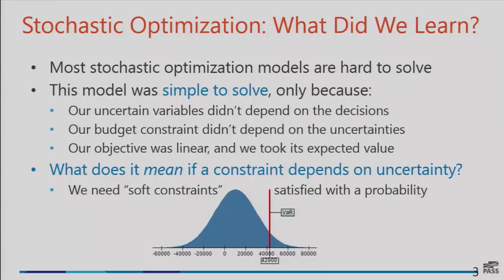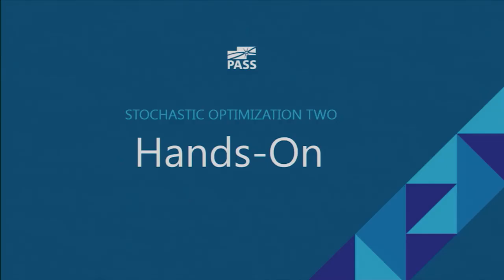So that introduces the need for the notion of soft constraints. We call them value at risk constraints, or they're often called chance constraints. So we're going to satisfy a constraint not with certainty, but with a high probability. Okay? Now with those ideas, let's take a look.